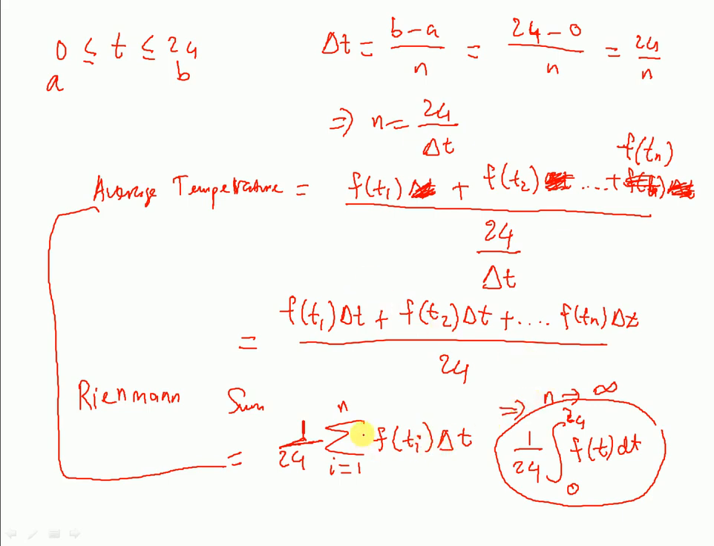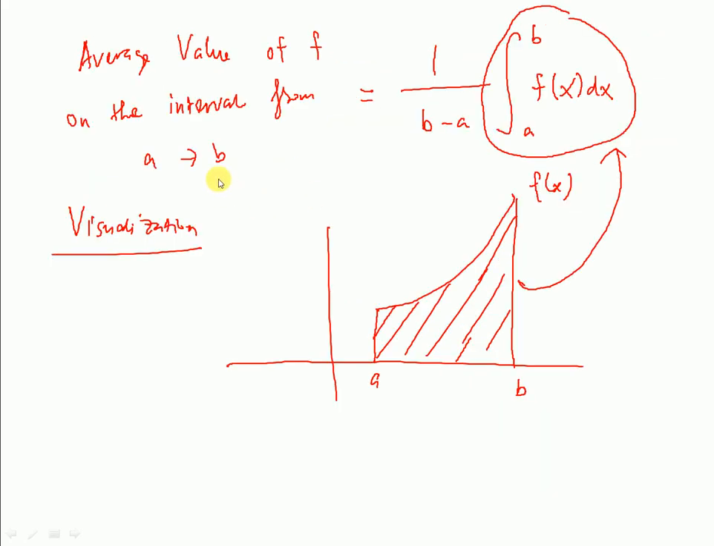Now, when your n is approaching infinity, this summation formula turns into the integral from 0 to 24 of that function, and we still have 1 over 24 in the front. So this whole thing turns into the integral if n is approaching infinity, and this is called the average value of a function f over the interval a to b. So in general, any function f can have the average value from the point a to b by taking the integral of that function from a to b, dividing by b minus a.